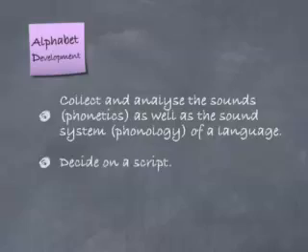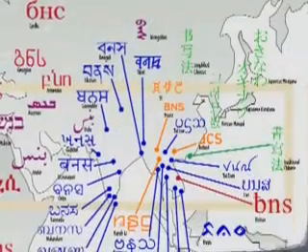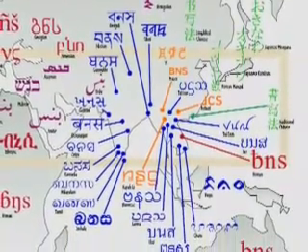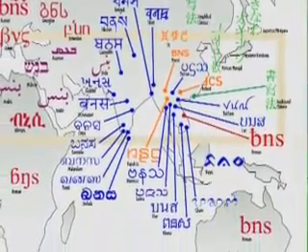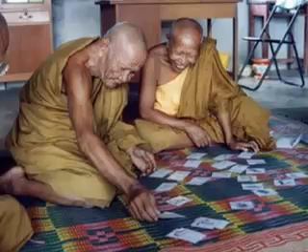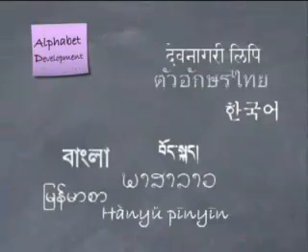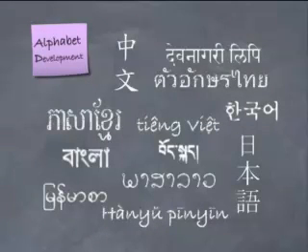Deciding on a script. Whenever practical, newly written languages should use the script of the national language, with the community deciding which symbols should be used to represent the important sounds of their language. Some special symbols, letter combinations, or diacritic marks may be needed for minority language sounds which are not found in the national language.